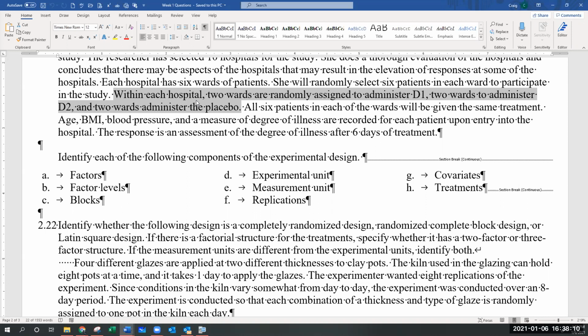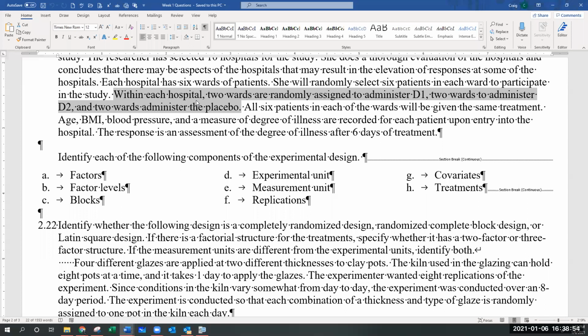I always try to bring it back to the titles. That's why it's called a replication: what are we doing over and over again? What are we replicating from one block to the next? With that in mind, what are some covariates? Age, BMI, blood pressure, and a measure of degree of illness? A+, Cecily. Perfect. Thank you. Well done.